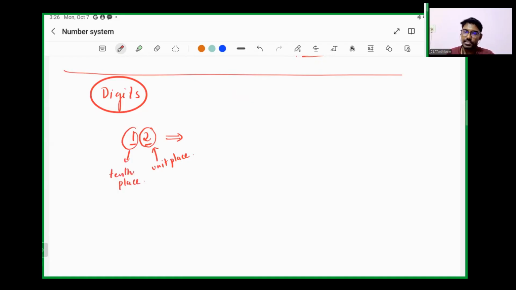Why do we say like that? Now, when it comes to 12, I already told you 2 is in unit place. So this is the place value. Here the first digit, the place value is 1. For the 10th digit, the place value is 10. So 12, you can write it as 1 into 10, because the place value is 10, plus 2 into 1. Here it is unit place, the place value is 1.